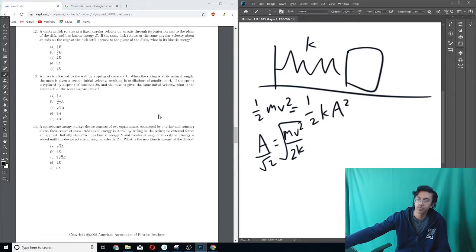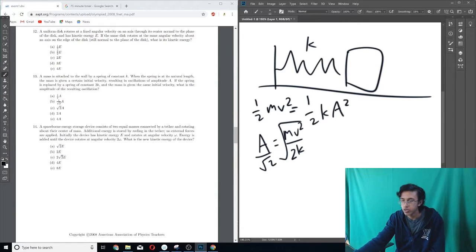14. A spaceborne energy storage device consists of 2 equal masses connected by a tether and rotating about the center of mass. Additional energy is stored by reeling in the tether.